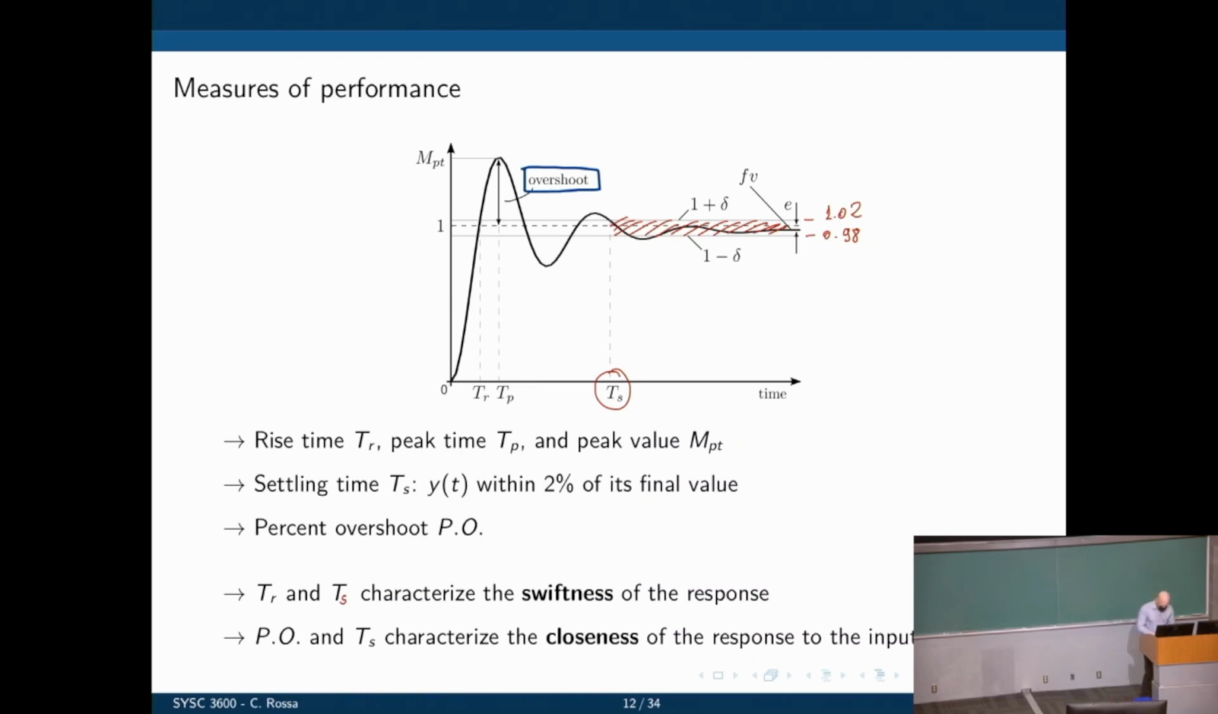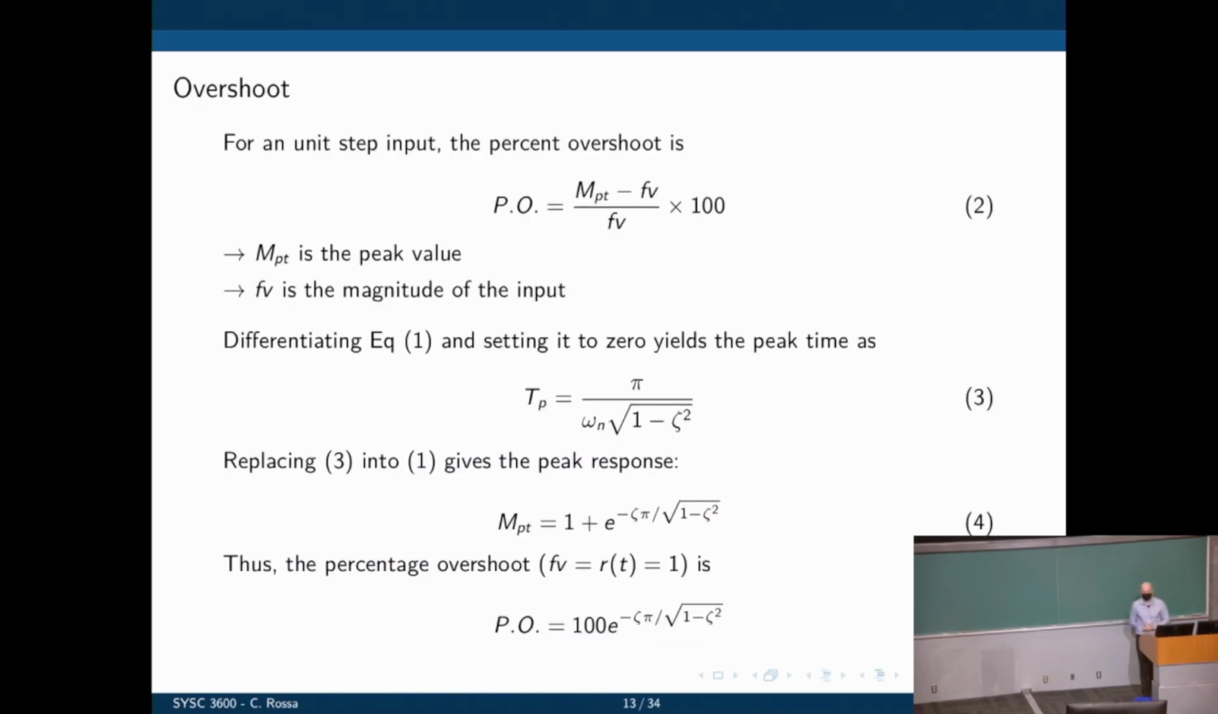Okay, so these are the metrics we can use: rise time, peak time, peak value, settling time, and of course the percent overshoot. We'll be focusing on percent overshoot and settling time, but the other metrics are also important in other control systems and other fields. Any questions about these metrics? No? Okay, so now that we have these metrics, we need to find a way to calculate them. Let's start with the percent overshoot.